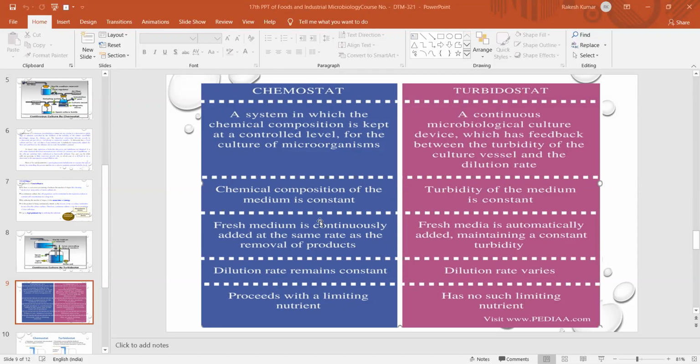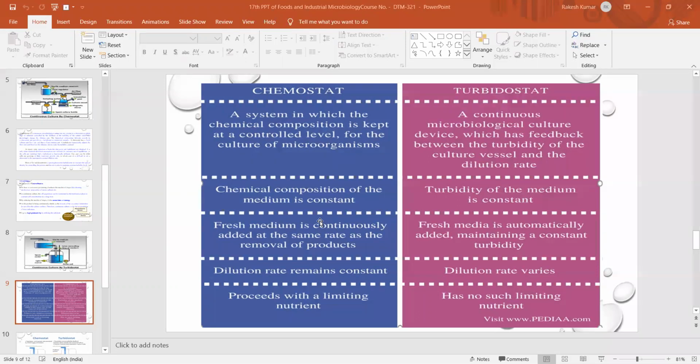In case of a chemostat, fresh medium is continuously added at the same rate as the removal of the product. And in case of a turbidostat, fresh medium is automatically added, maintaining a constant turbidity level. So turbidity is the main thing. What type of fermentation is going on inside the system is very important, and that will regulate the flow rate inside the turbidostat. In case of a chemostat, the dilution rate remains constant. Dilution rate varies in case of a turbidostat.